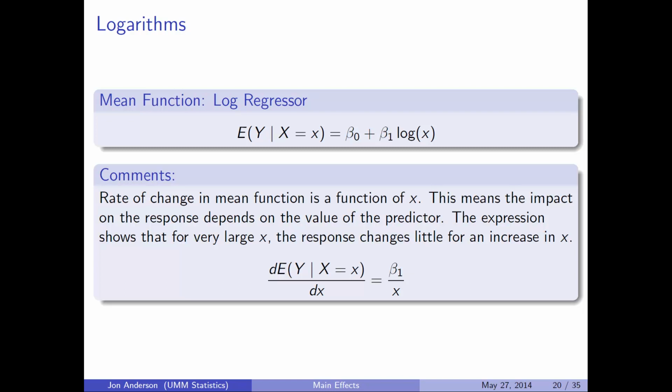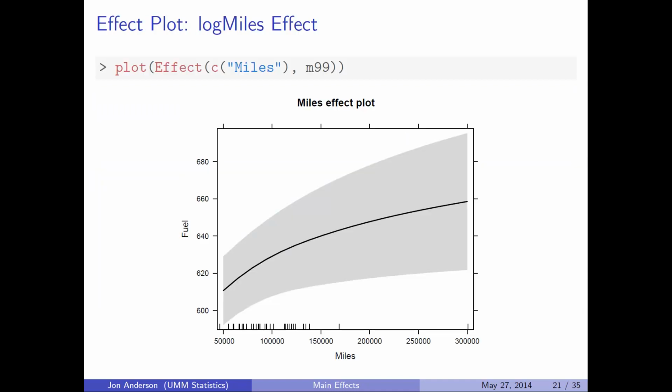And so what this says is that as the regressor or predictor value x gets bigger and bigger, the effect on the mean function becomes quite small. But for small values of x, the impact on the mean function can be quite substantial. This is really the issue that you need to be aware of how to interpret when a model has a logged regressor. Here's an example from our M99 model.